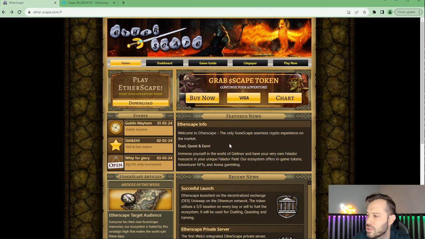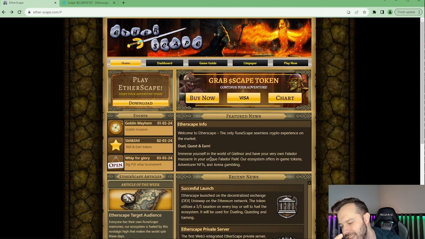So if you're looking at Etherscape info, welcome to Etherscape, the only RuneScape seamless crypto experience on the market. You can duel, you can quest, you can earn. You're going to immerse yourself in the RuneScape world. Now, I'm not going to embarrass myself because I have not played the game. I'm not going to embarrass myself on how to pronounce this right here. So give me a lesson on it down in the comments below if you guys have played this game before.